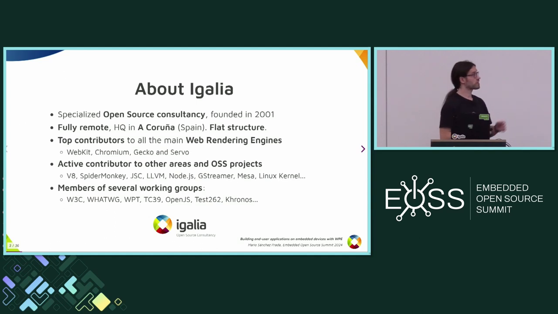And we follow an unusual structure. We operate a flat structure where basically everyone is eventually meant to become a partner of the company. So it's quite unusual. And we make decisions on a consensus-based mechanism. We've been top contributors to the main web rendering engines for a while already, starting with WebKit, but then also Chromium and Gecko. And most recently, we took over the maintenance of Servo from Mozilla. If you came to our booth, you might be familiar with these concepts as well.